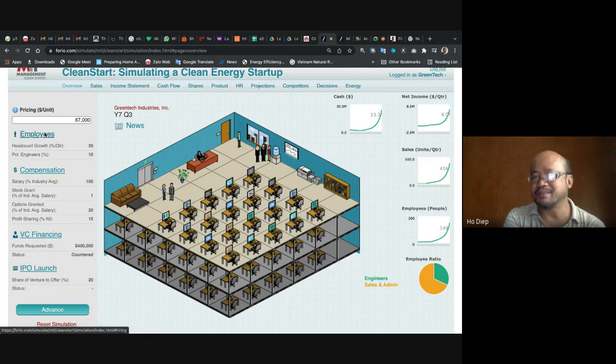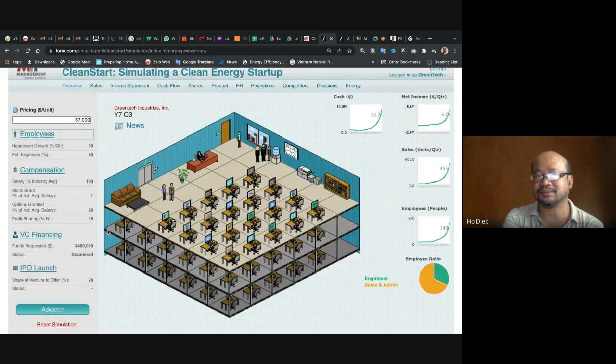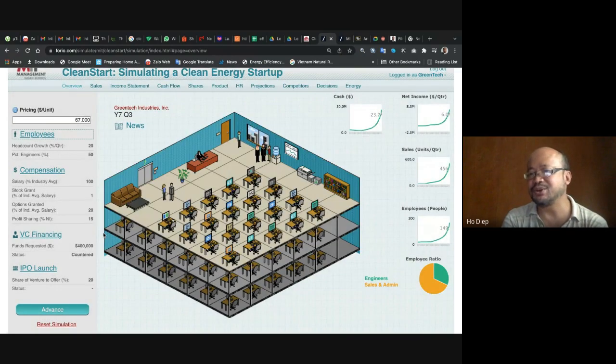So let's change employees. Growth rate of 30% is about right, but we want to switch this to maybe 50-50. And maybe we want to reduce the headcount instead of 30%. We need to start to worry. Maybe we're growing too fast for the market. Let's reduce our growth rate to 20% instead of 30%. Let's advance.